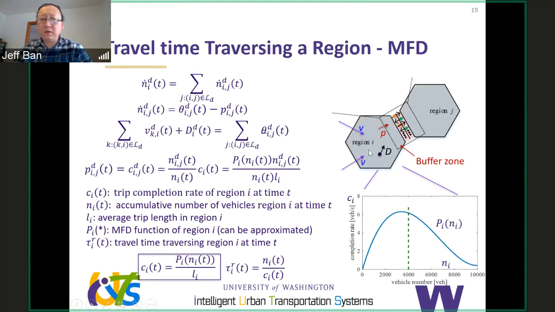But why not include the buffer vehicles? No, I don't include the buffer. The buffer is only the point queue delays. Why do you not include the buffer vehicles in N? Well, because my understanding is they're separate from the MFD dynamics. They are not the dynamics in a regular sense, because they are already queued in a specific mechanism.